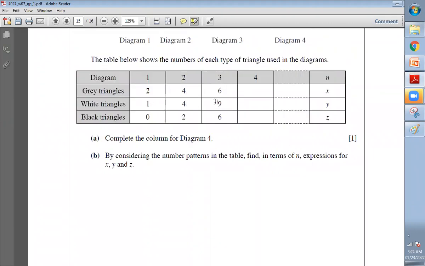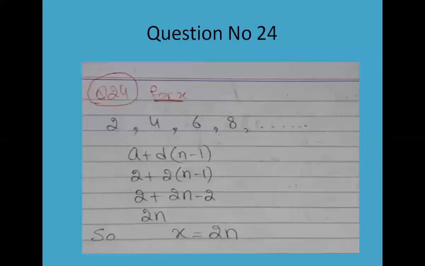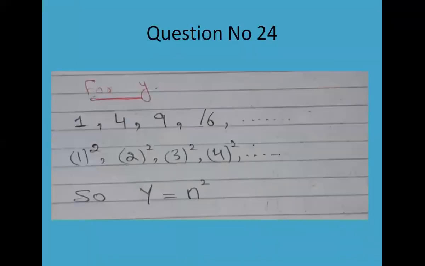So now look at the y. 1 square, 2 square, 3 square. Here you have 16, so it will be 4 square. So y is basically n square. Let me show you. So for y, 1, 4, 9, 16. So it's 1 square, 2 square, 3 square, 4 square. So the formula will be y equals n square.